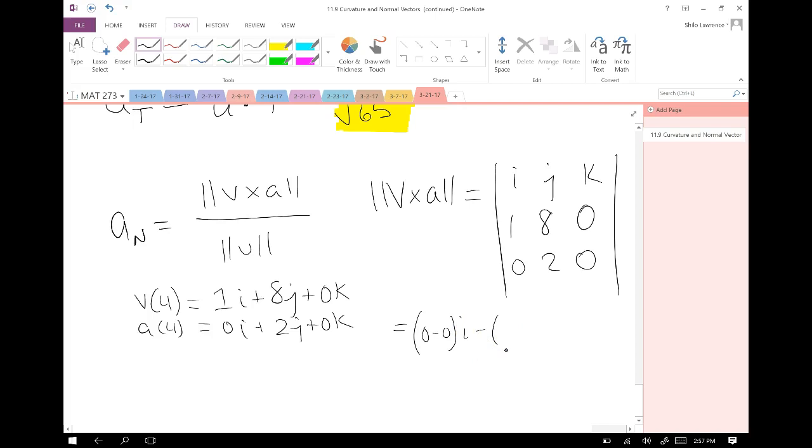For the i's, we get 0 minus 0. So you get 8 times 0, 2 times 0. For the j's, you get 0 times 0, 0 minus 0. You get 1 times 0 and 0, 0. For the k's, you get 2 times 1 and 0 times 8. So you get 2 minus 0.